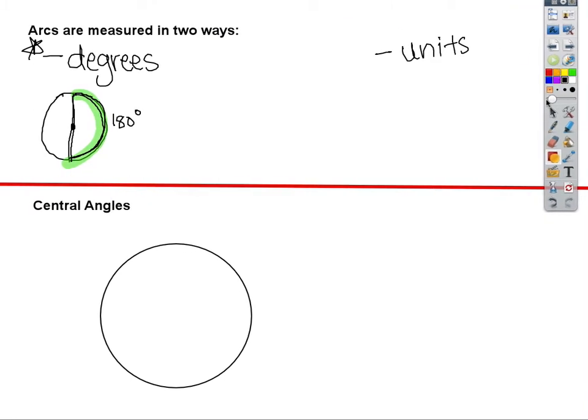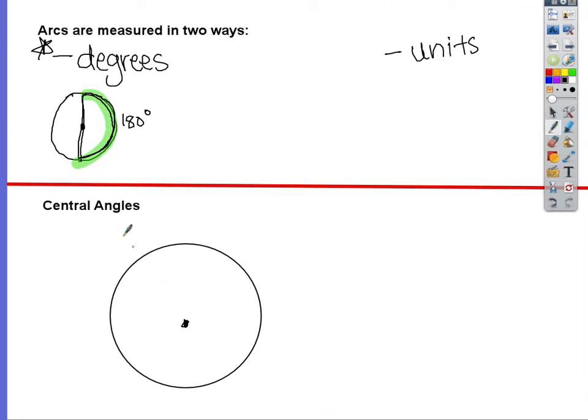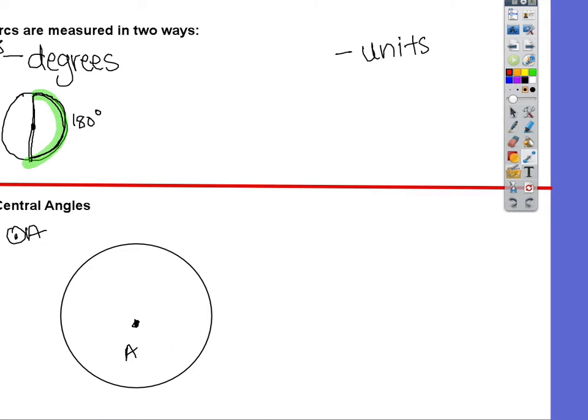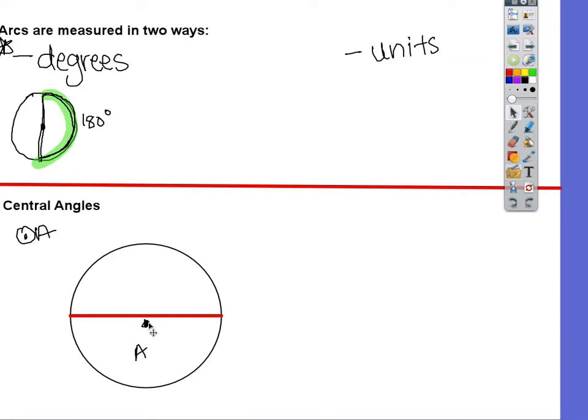Okay, so if I draw a circle, let's call this circle A. And if I were to construct a diameter, remember a diameter is a chord that goes through the center. If I asked you to tell me what's the measure of angle BAC, you would tell me that was 180 degrees.